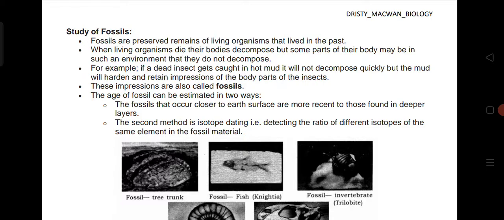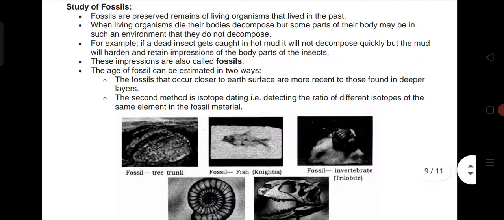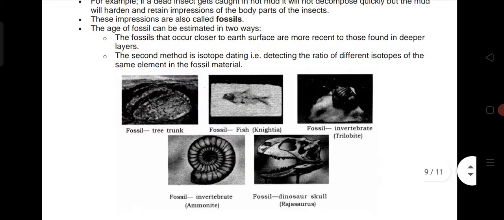And if you are getting the fossil in the recent layers of the earth, then that type is said to be the nearest one, that is the recent one. The second method is isotope dating, that is you are detecting the ratio of different isotopes of the same element in the fossil material. With the help of the isotopes, you are detecting the amount of the different types of isotopes of exactly the same element which is present in the fossil material.